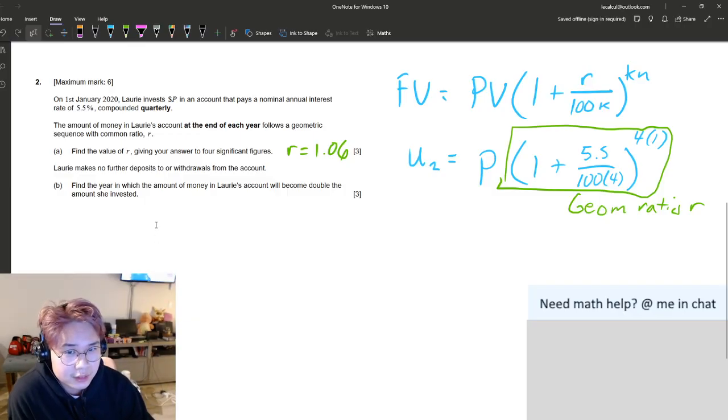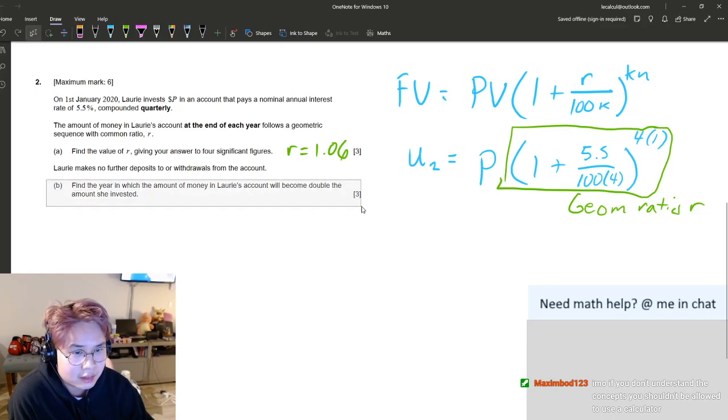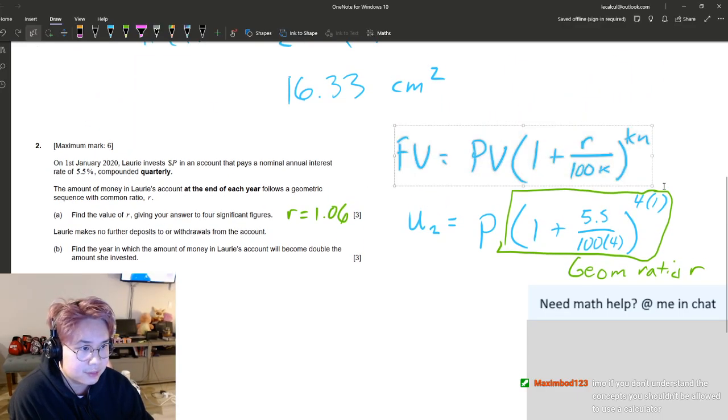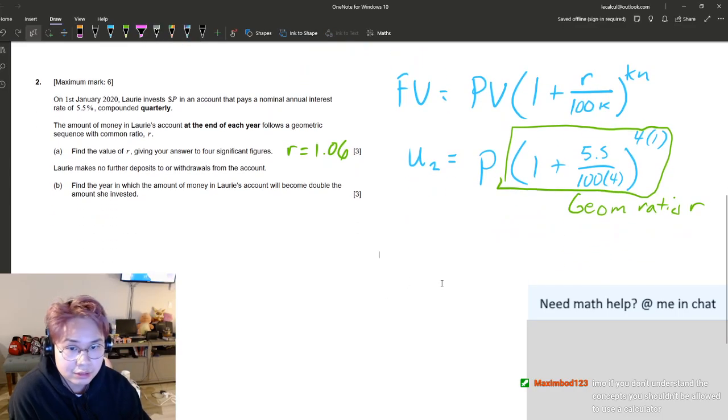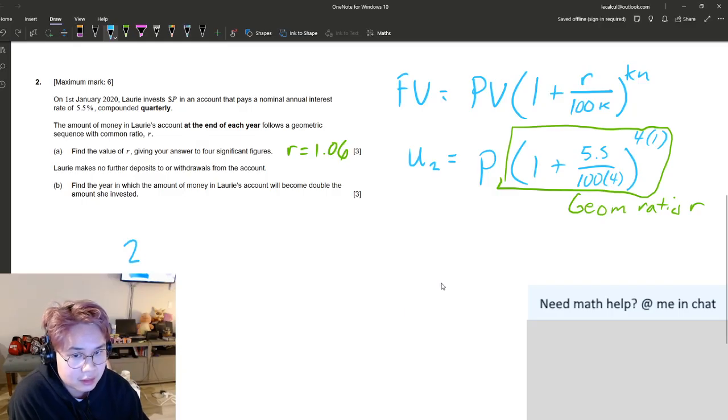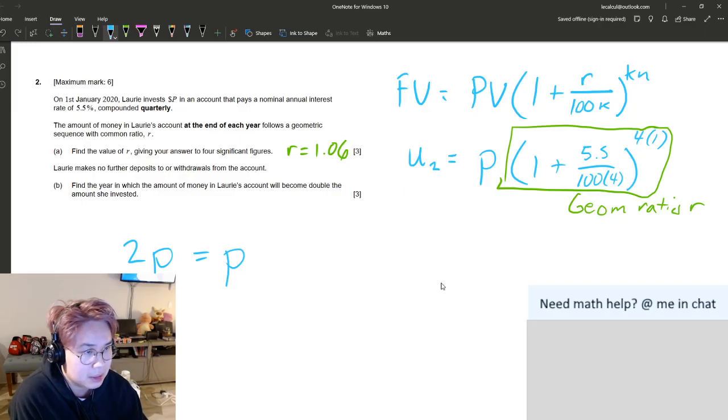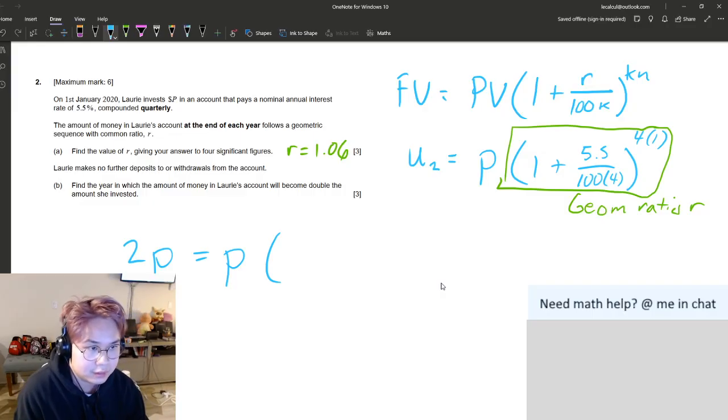And then Lori makes no further deposits or withdrawals from her account. Find the year that this will be doubled. So taking this formula here, we want to find out when we have doubled our investment. So our future value is 2p compared to our initial investment, which was p. And then all of this stuff was going to be 1.06 to the power of t.